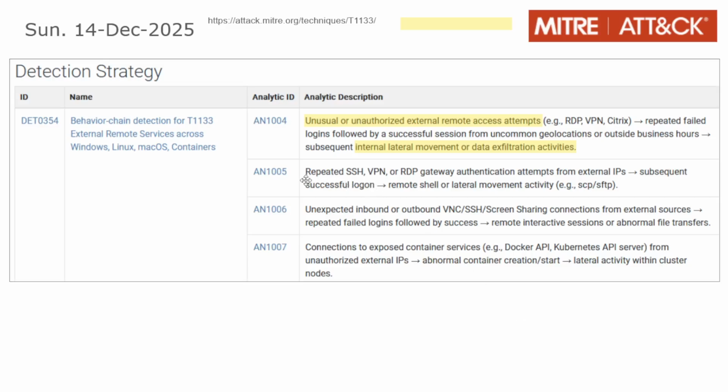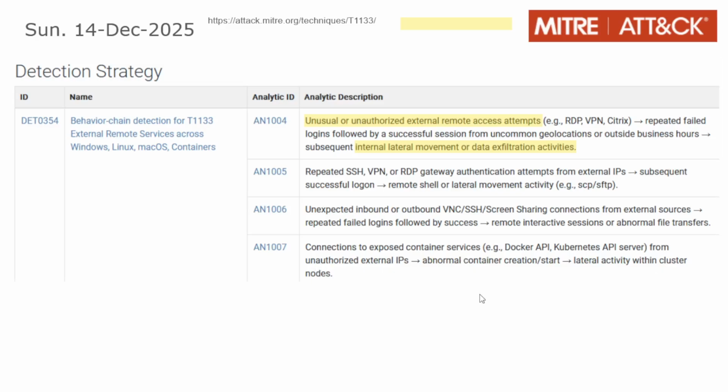Yeah, what else do we have here? Repeated SSH attempts again, and in the end remote shell lateral movement, same pattern. Again, unexpected inbound or outbound VNC, SSH, screen sharing stuff, and in the end again file transfers. And here again Docker, cluster nodes, abnormal container creation starting, and lateral activities. So this is what they call here lateral activities.